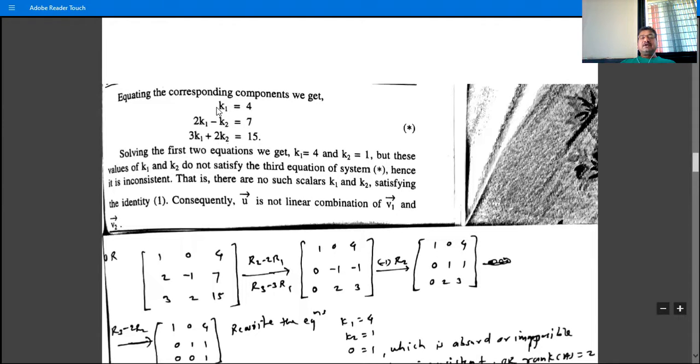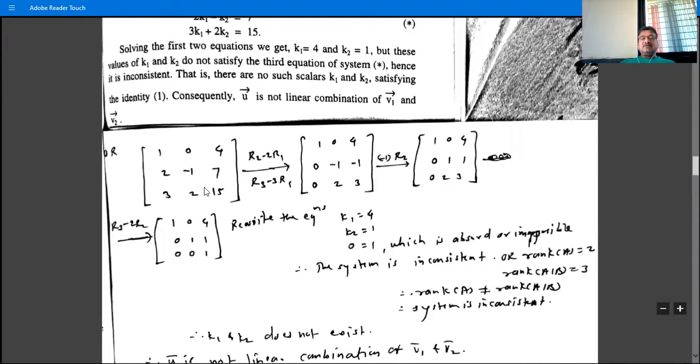So 1, K1 coefficient is 1, K2 is 0, equal to 4, then 2, minus 1, 7, and then 3, 1, 15. So this is the augmented matrix. Write a dotted line or straight line here. This matrix is the matrix of coefficients A, and this column matrix 4, 7, 15 is the matrix B, and the combination of A and B is the augmented matrix AB.